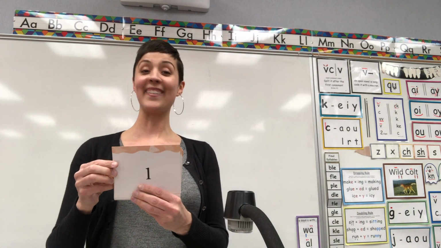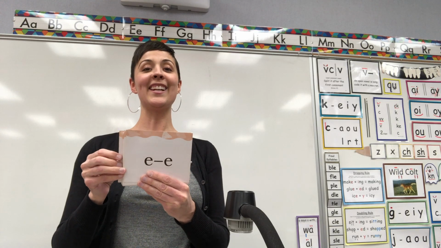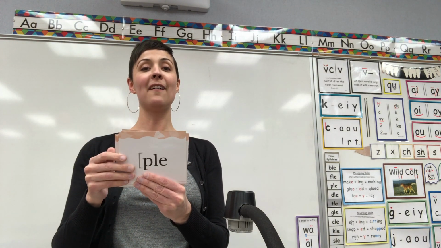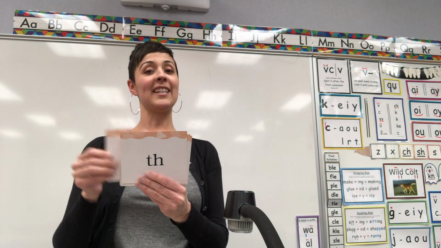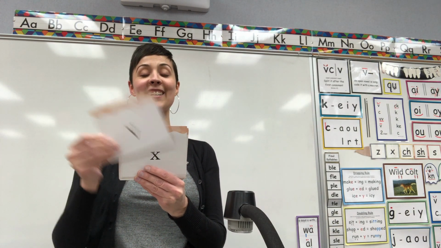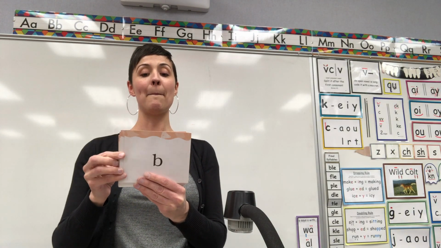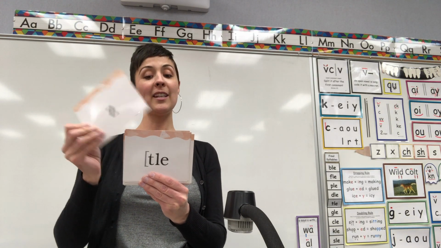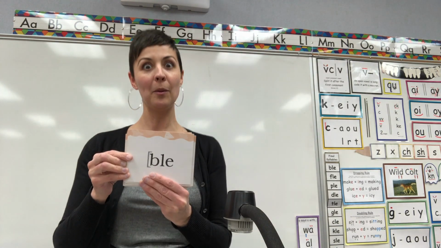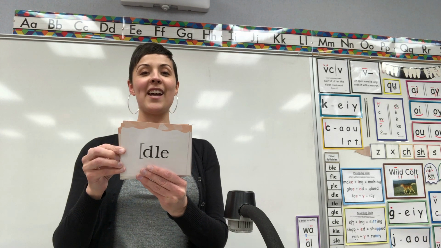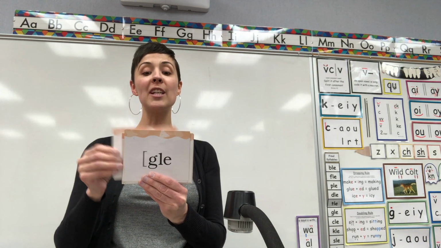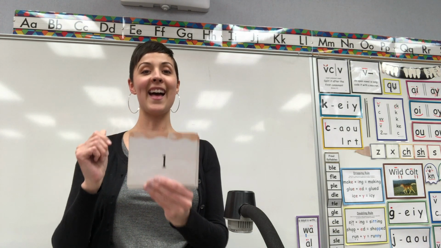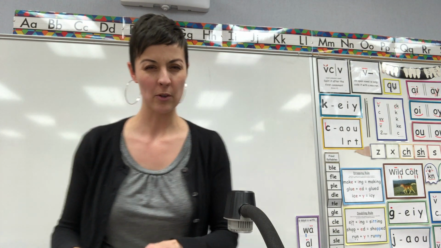Starting on L. Ready? L, N, E consonant E, digraph NG, O consonant E, final syllable FLE, final syllable PLE, digraph TH, J, W, X, V, P, C, B, U consonant E, digraph EE, A, final syllable TLE, Z, final syllable BLE, digraph CK, final syllable DLE, final syllable GLE, Y, digraph OO, digraph SH, IL. Woo! Was it super tricky?